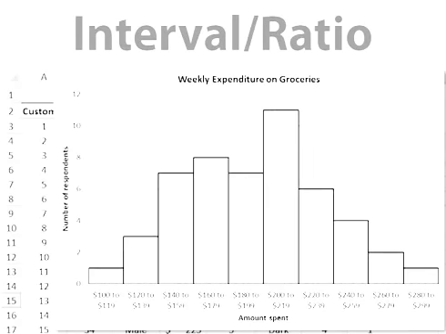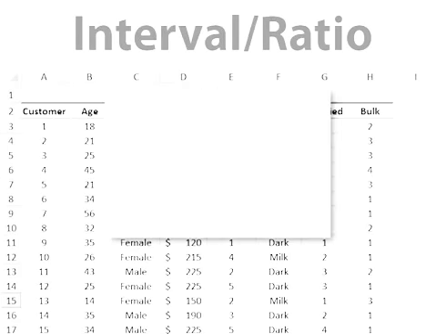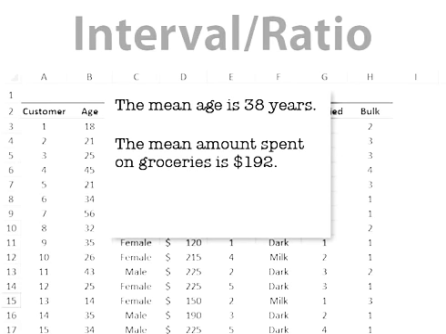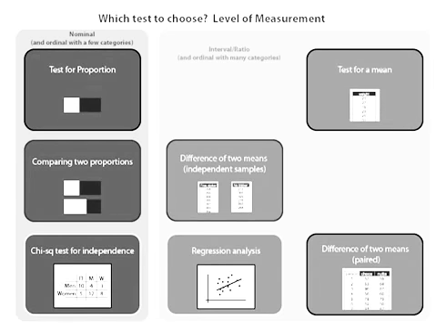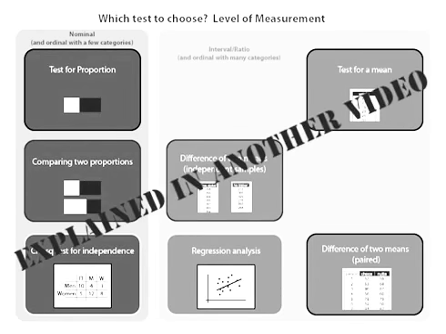We can say that for the customers in the sample, the mean age is 38 years, the mean amount spent on groceries is $192, and the mean number of chocolate bars bought per week is 3.3. These are all meaningful summary statistics. The type of analysis that is sensible for a given data set depends on the level of measurement. You can find out more about this in the video Choosing the Test.